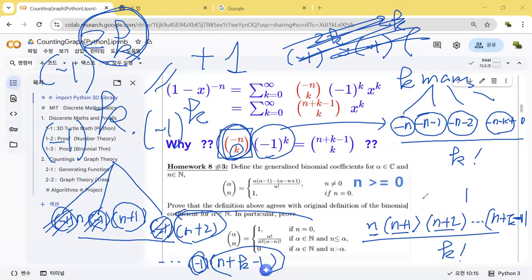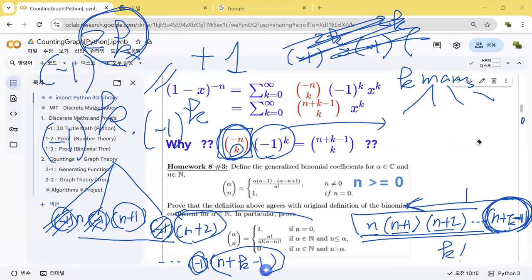But when you consider decreasing order, the largest one is n plus k minus one, and there are k many factors. So if you rearrange it, let's write this one in this way. Write down the largest one first. So n plus k minus 1 is the largest one. The next one is n plus k minus 2. And then n plus 1, and the smallest one is now n. Okay, so you can rewrite it as it is.